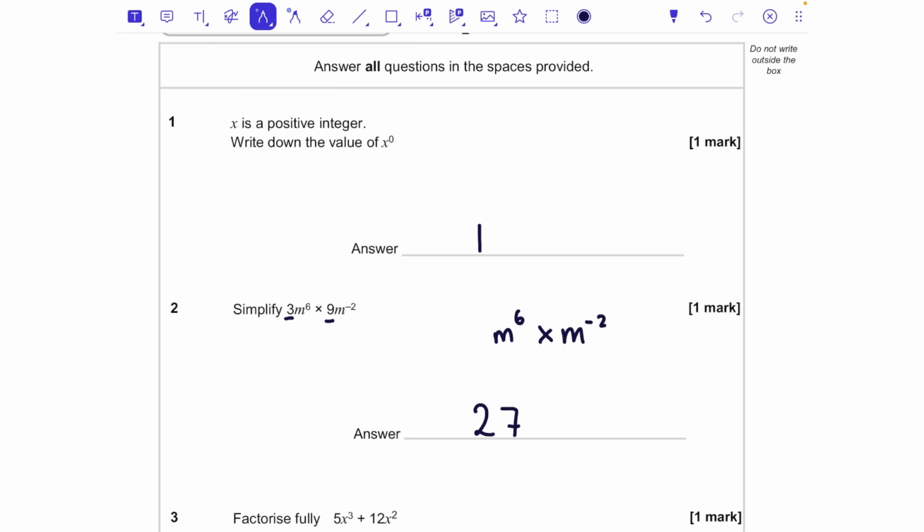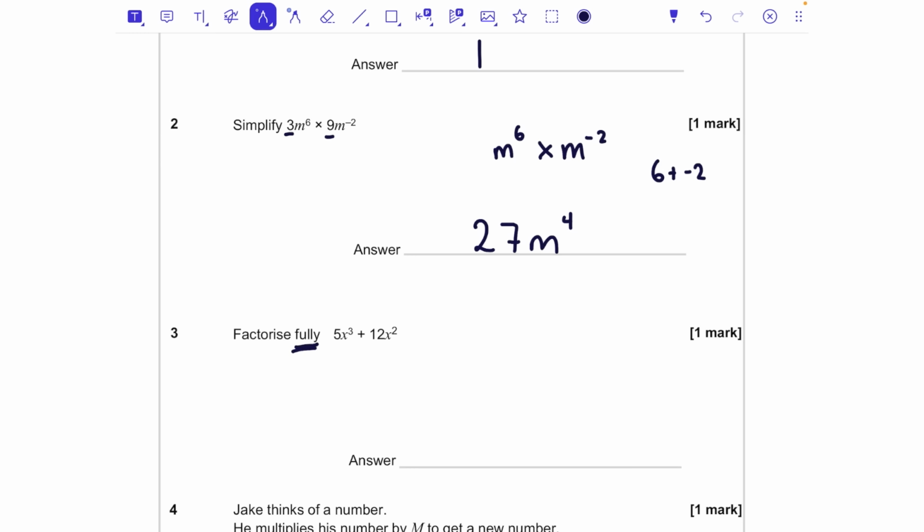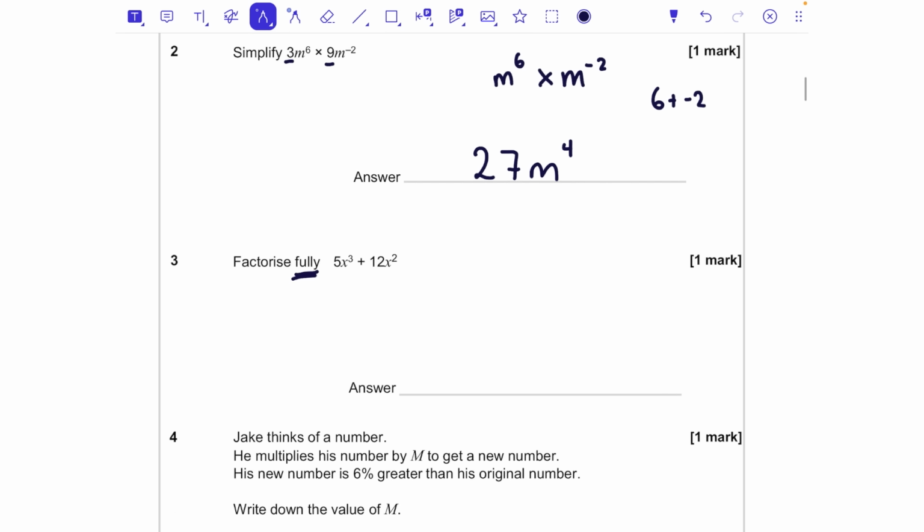For question number 3, factorise fully. Now that fully is a clue that perhaps not just a single thing is going to come outside the bracket here. And if we look at both these terms, factorise means to put into brackets. We only need one bracket because these terms have a common factor. The numbers 5 and 12, the highest common factor is 1, so that's not very helpful to us. But x cubed and x squared has a common factor of x squared.